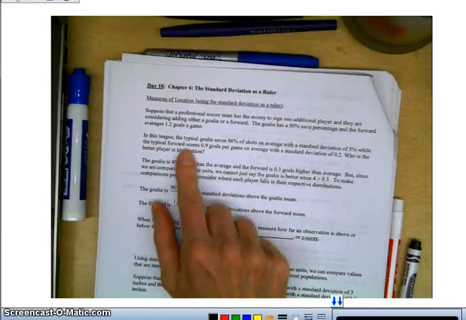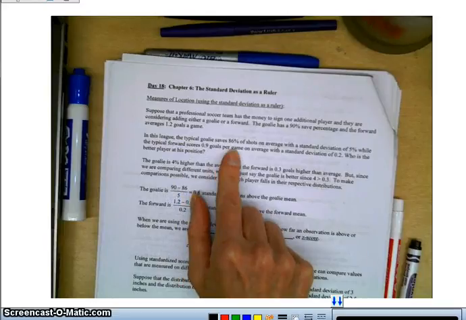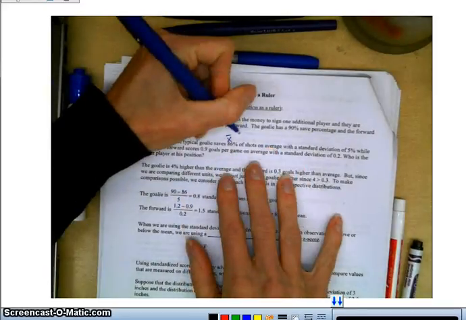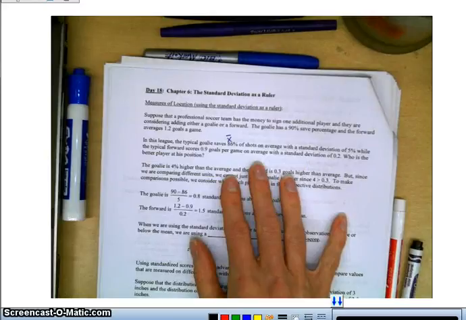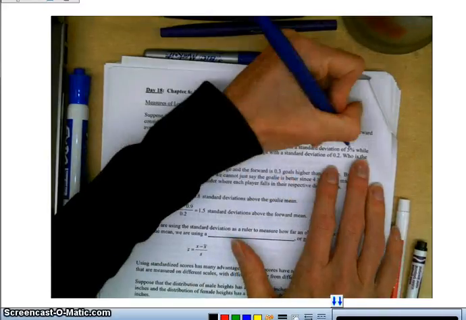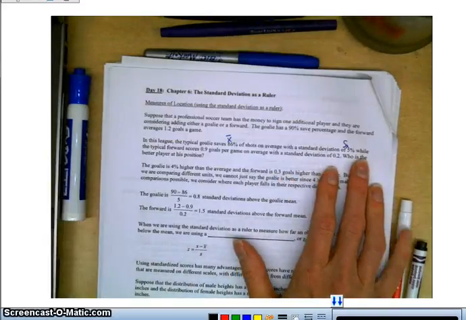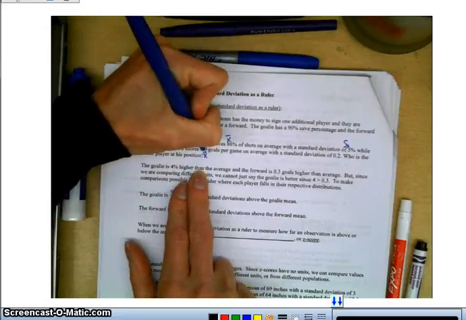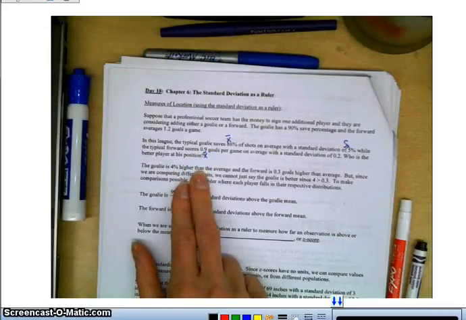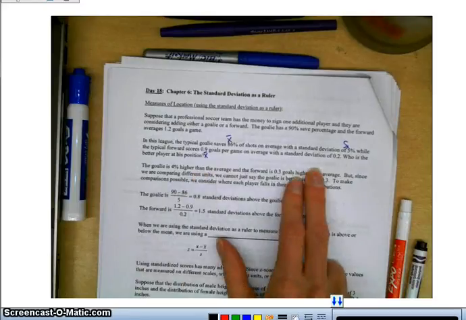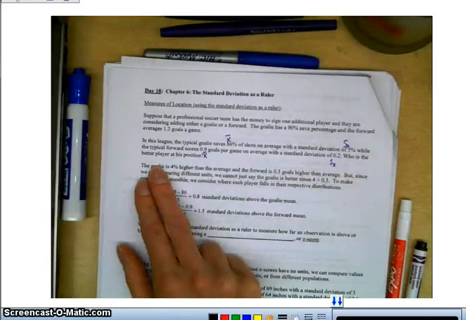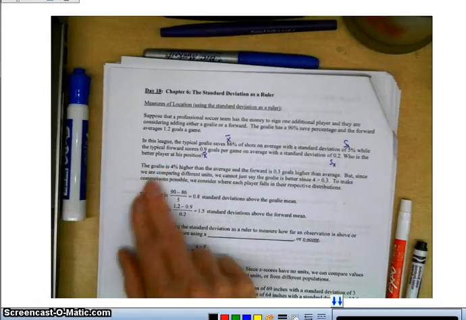The goalie has a 90% save percentage, and the forward averages 1.2 goals per game. In this league, the typical goalie saves 86% of shots, so this would be the league average for the goalies, with a standard deviation of 5%. While the typical forward scores 0.9 goals per game, that would be the mean of the forward scoring average, and a standard deviation of 0.2. Who is the better player at his position?